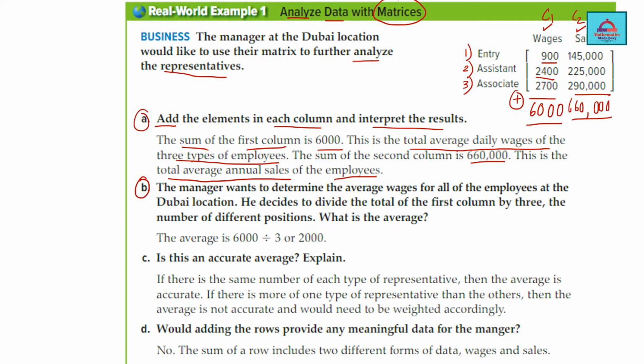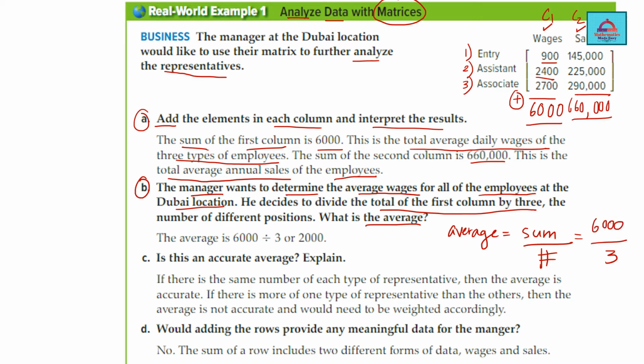Now in part B, the manager wants to determine the average wages for all employees at the Dubai location. He decides to divide the total of the first column by 3, the number of the three different positions. I hope you remember that to calculate an average, you divide the sum by the number. There are three types of representatives: entry, assistant and associate. So we divide by 3, and the sum of all wages came out in part A as 6,000. So 2,000 is the average wage for all employees at this Dubai location.